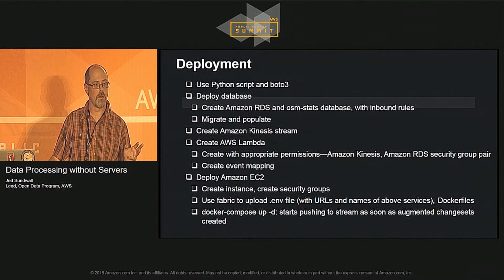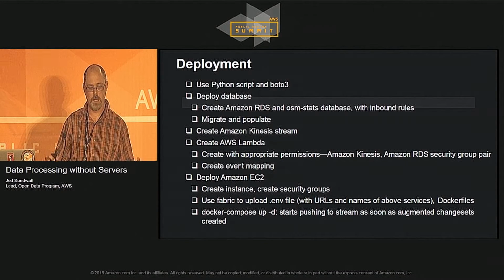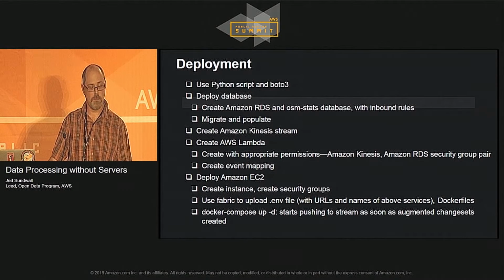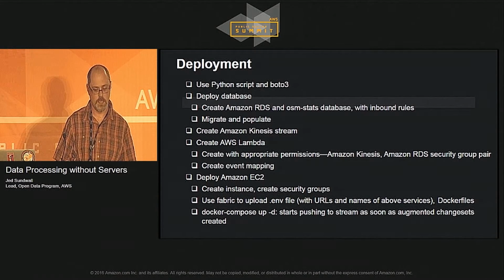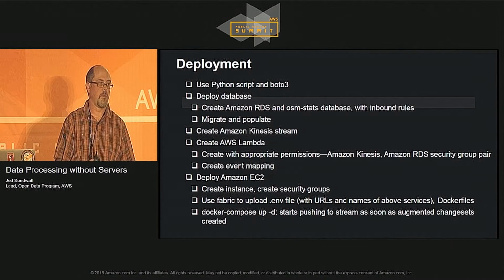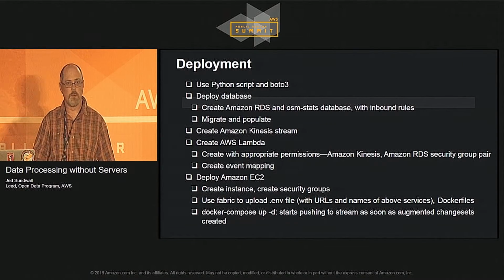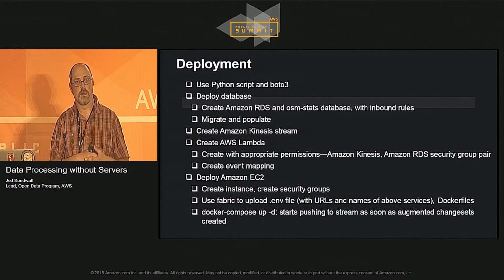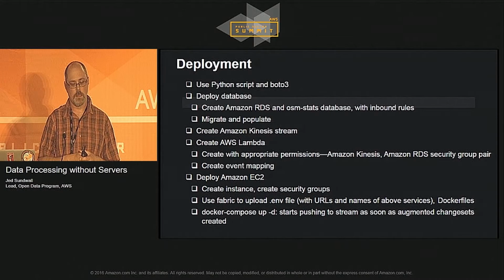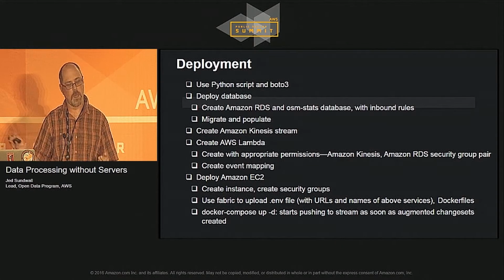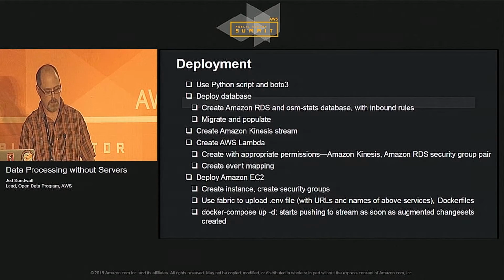Then we create the Kinesis stream, which is just an empty stream at that point, and a Lambda function, and map it to the Kinesis stream, but nothing's going on, of course, at this time. Then, finally, we deploy the EC2 with Planet Stream, and now data starts going into our Kinesis stream, and the Lambda function automatically is now putting that into the database.